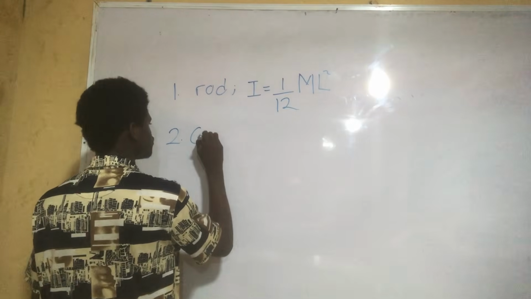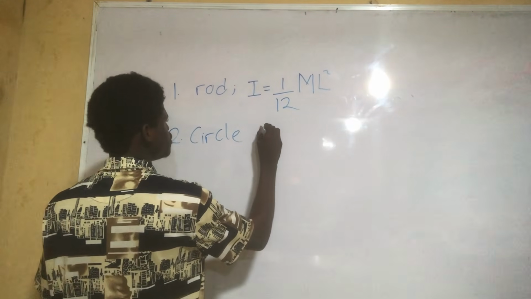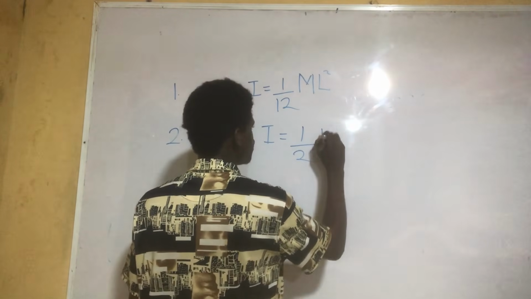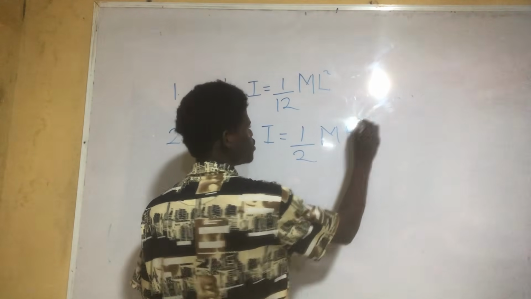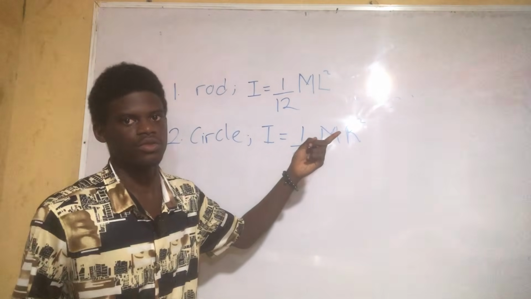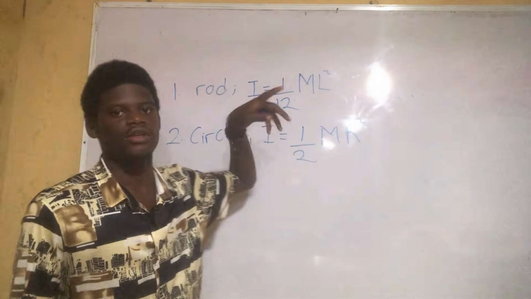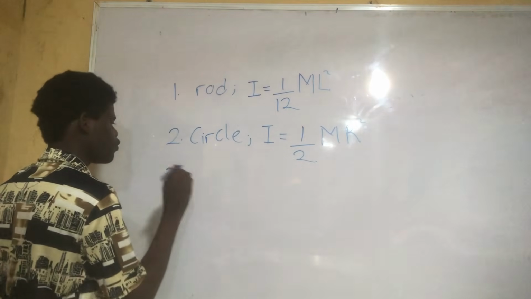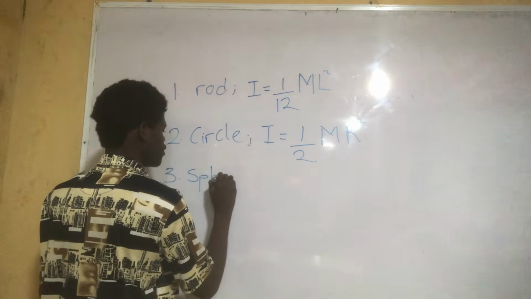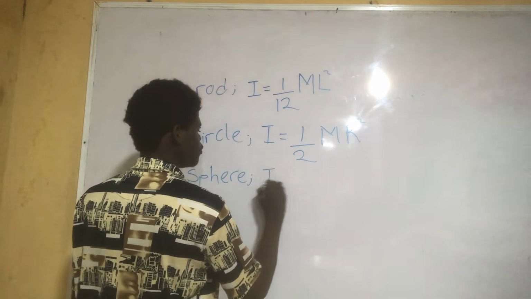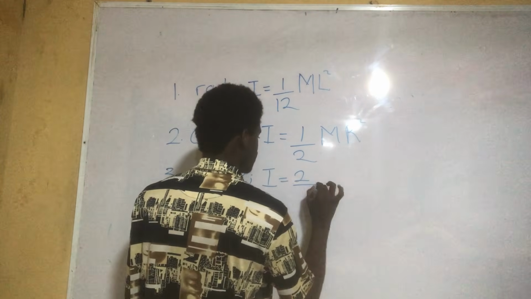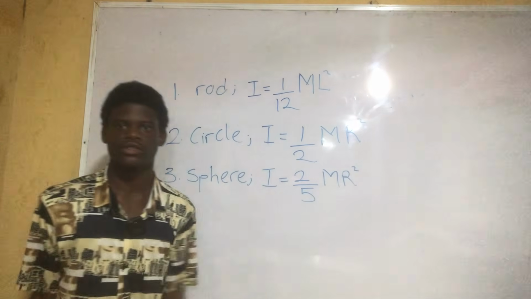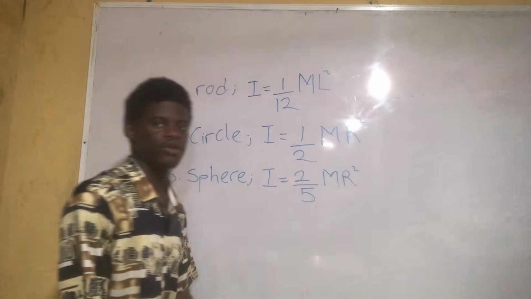What about a circle? The moment of inertia is 1/2 mr², because r is the radius, so for a circle it is always radius. So it is 1/2 mr². Now for a sphere, the moment of inertia is actually 2/5 mr², because since you are considering a sphere, it has to be in radius, not length.